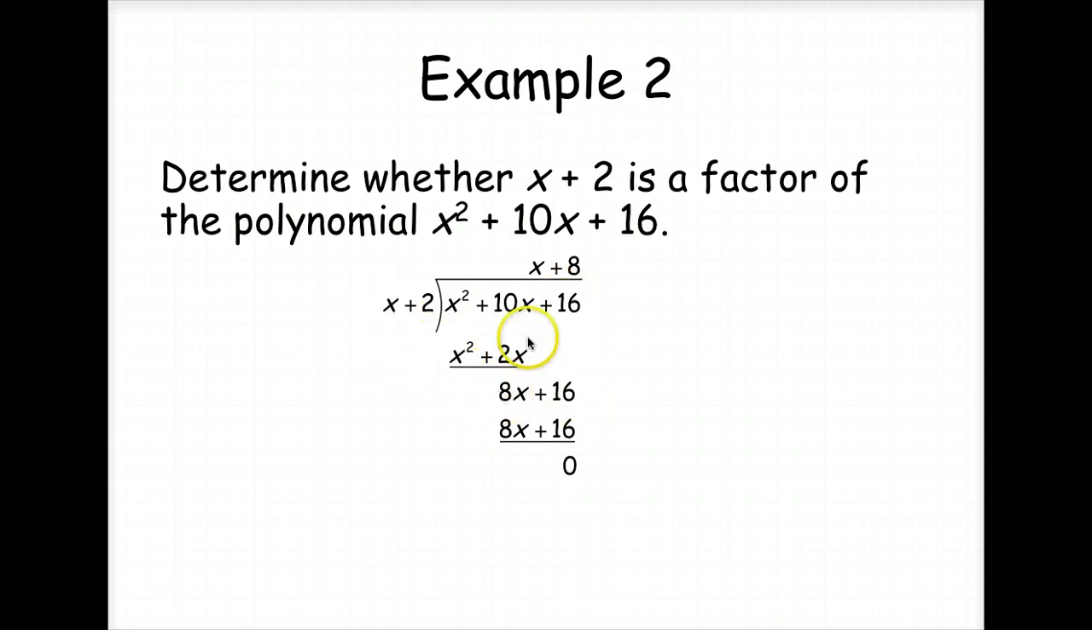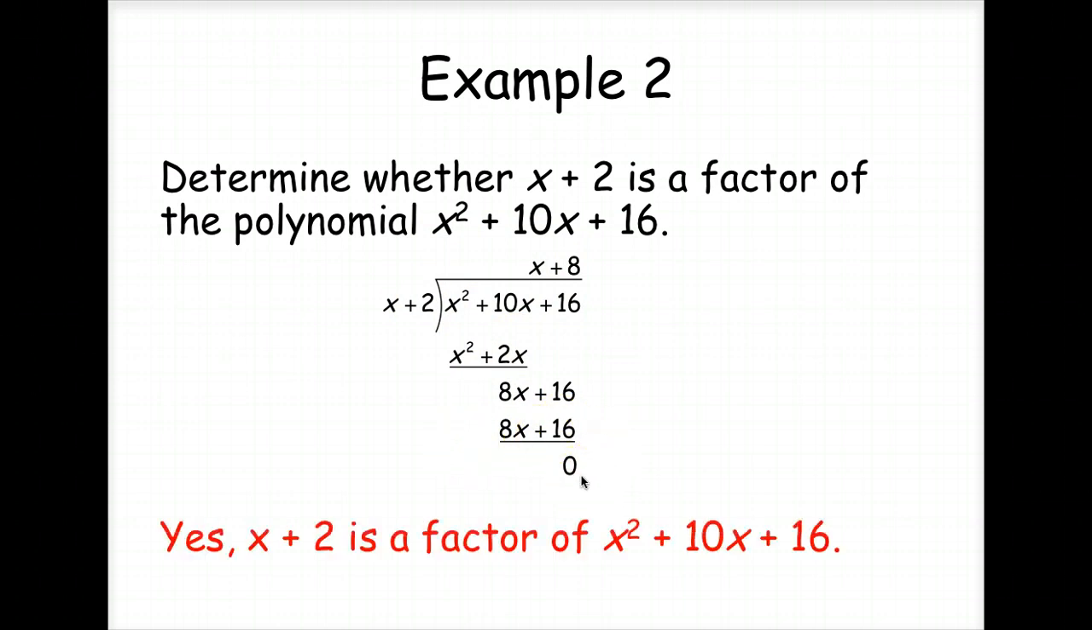X goes into 8x 8 times. So 8 times x is 8x. 8 times 2 is 16. Subtract, with a remainder of 0. Because I have a remainder of 0, x plus 2 is a factor of x squared plus 10x plus 16. Okay, let's practice that on our own for a little bit.